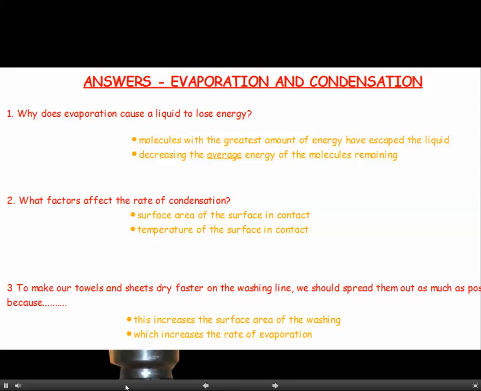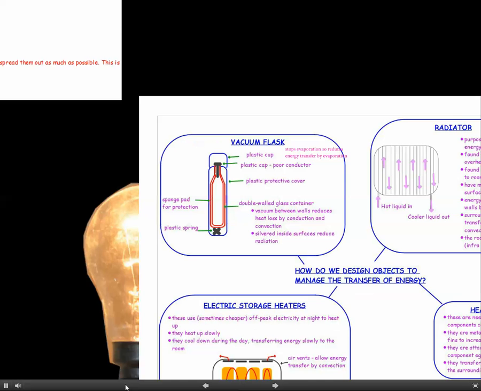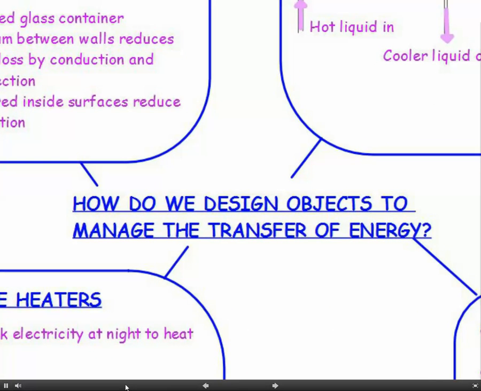So here are the answers to the questions at the end of the previous chapter. Hopefully you've got all these right. So why don't you tick these off before we go on to how do we design objects to manage the transfer of energy?